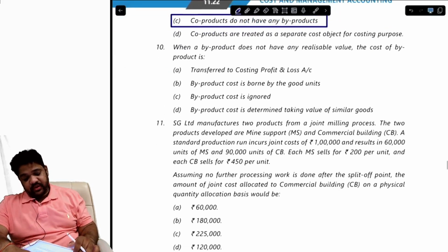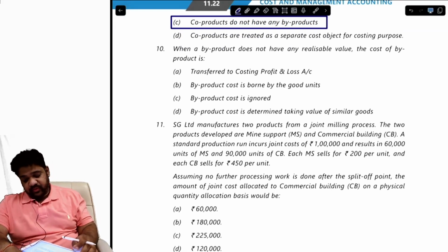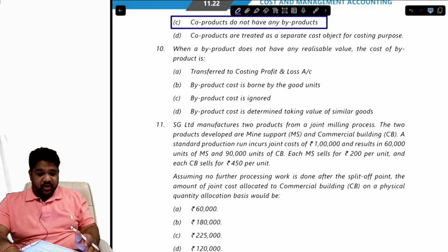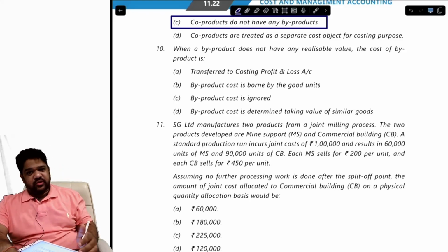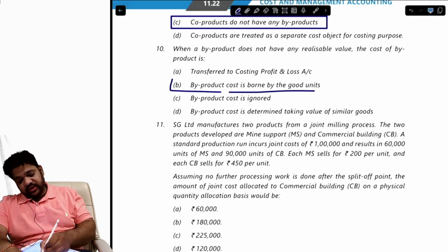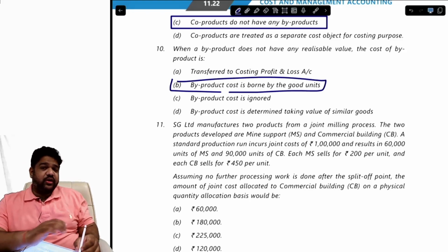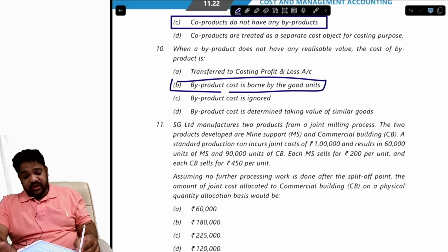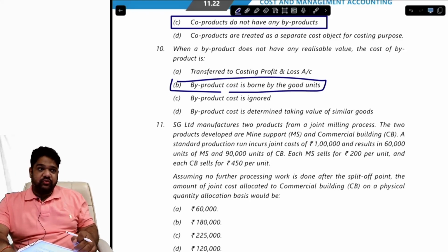10th one. When a byproduct does not have any realizable value, the cost of byproduct, it's the same, yeah. The cost will always be borne by the good units, the main products or the joint products. Transfer to costing P&L, no. Byproduct cost is borne by the good units. Here we have an answer. Byproduct cost is ignored. My friend, no cost is ignored. Keep that in mind. And byproduct cost is determined taking value of similar goods.